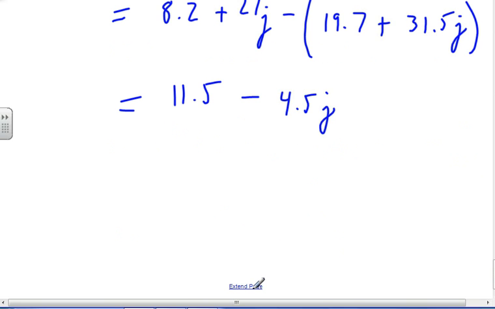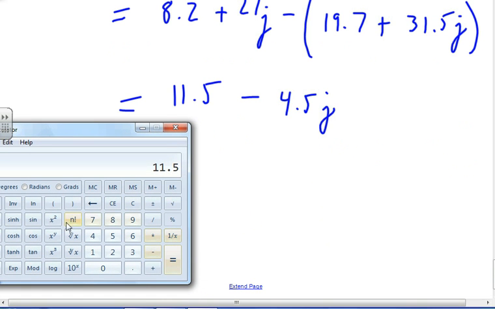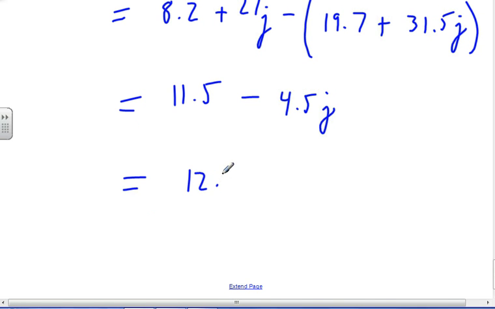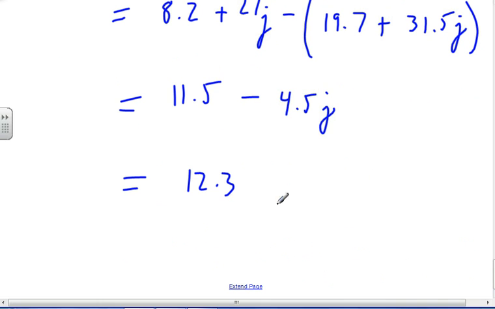4.5J. Okay. It's going to give me a magnitude of, we're going to square this guy, plus 4.5 squared equals, square root, 12.3. 12.3. What is it? I'm calculating current, right? And everything's in milliamps. So it's going to be milliamps angle.